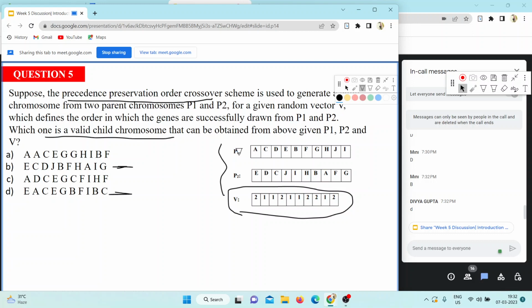Okay, so let's see. According to our mask, it is given 2. So out of this, what will we select? We will select this bit, that is E. So our answer could be between B and D. Now second, as we are selecting E, the other E we will be cutting. Any other E over here? No. So E we have selected, and the other E we have cut. Now 1 is D.